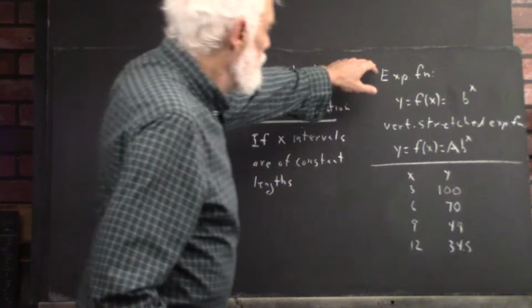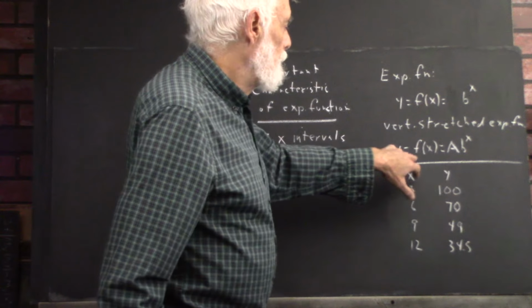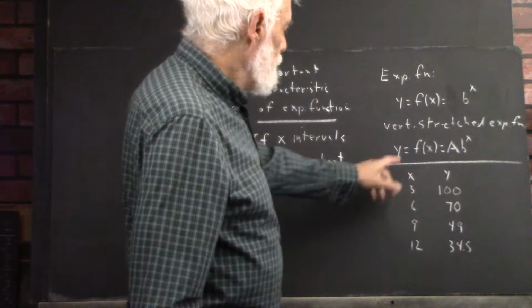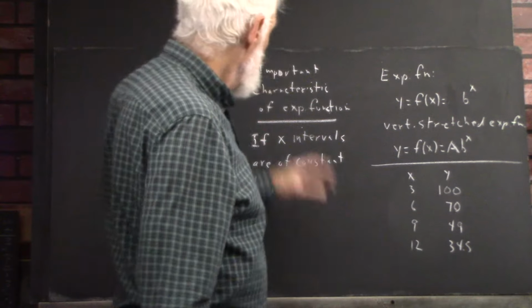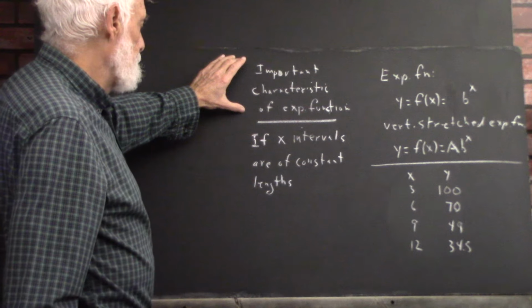Okay, so exponential function y equals f of x is b to the x. More generally, y equals a b to the x. We're going to call that exponential also. We've got this table of values. We're going to apply an important characteristic of exponential functions here.